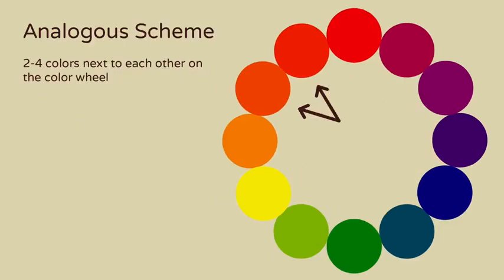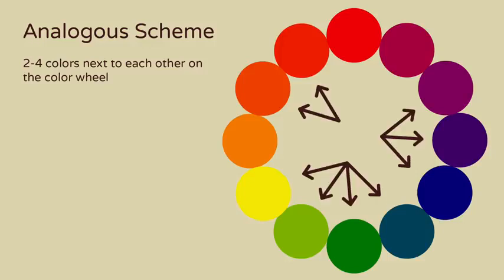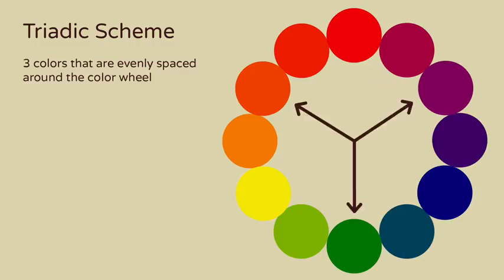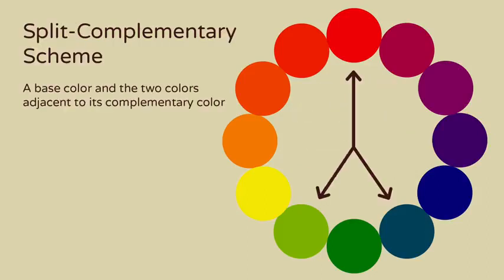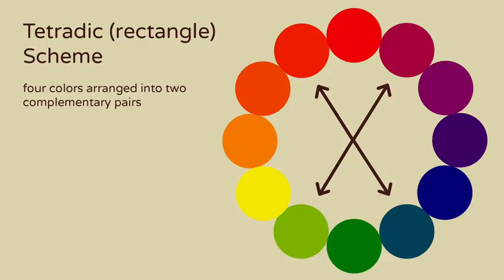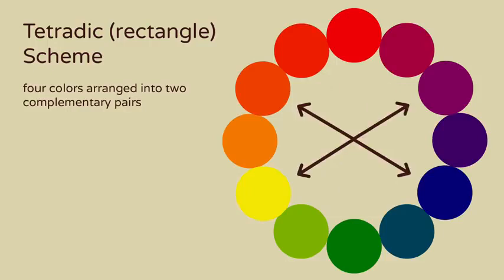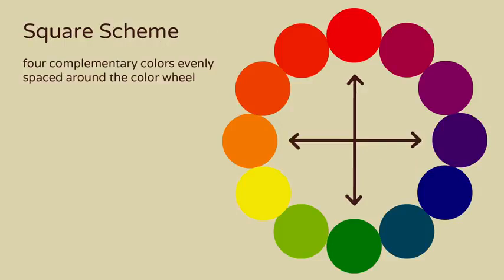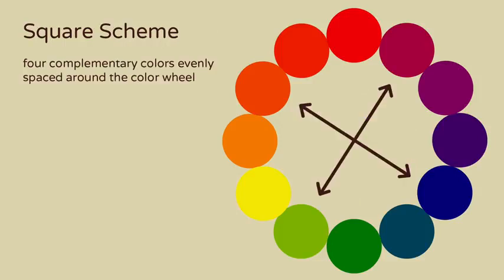An analogous color scheme is made up of 2 to 4 colors sitting next to each other on the color wheel. These are just a few examples of analogous color schemes. A triadic color scheme is made up of 3 colors that are evenly spaced around the color wheel. Again, these are just a few examples of triadic color schemes. A split complementary color scheme is made up of a base color and the 2 colors adjacent to its complementary color. A tetradic color scheme is made up of 4 colors arranged into 2 complementary pairs. And a square color scheme is made up of 4 complementary colors evenly spaced around the color wheel.